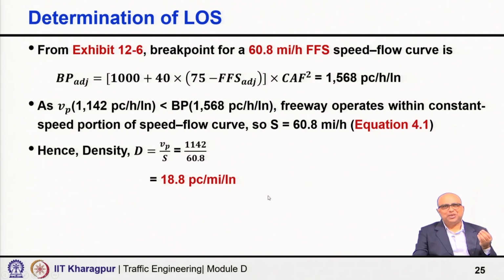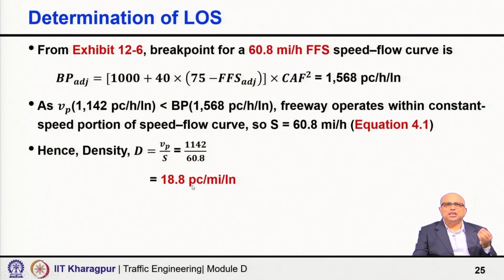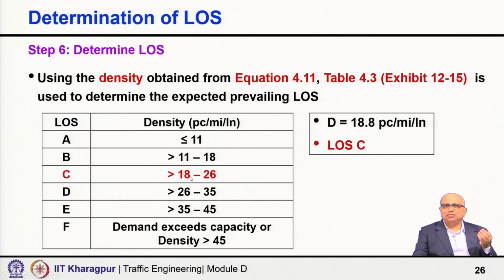mile per lane. So, once you know that, 18.8 comes under where? Greater than 8 and up to 26 in that range. So, that is level of service C. So, we say density is 18.8 passenger car per mile per lane and level of service is C. So, that is one application how we can apply for basic freeway segments.